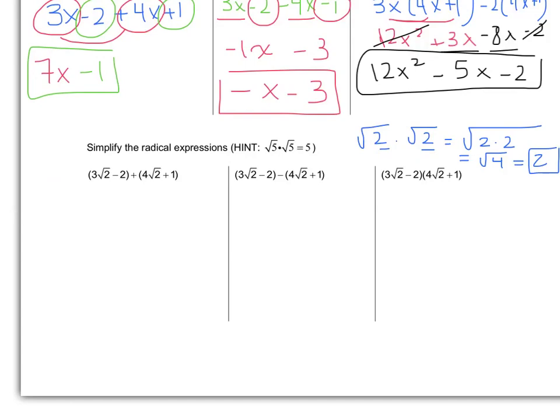Now this is how you think of it, or you can just from now on know every time you multiply a radical by itself, the radical just drops, and the answer would be 2.